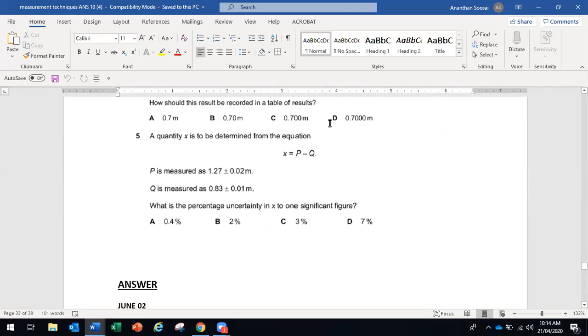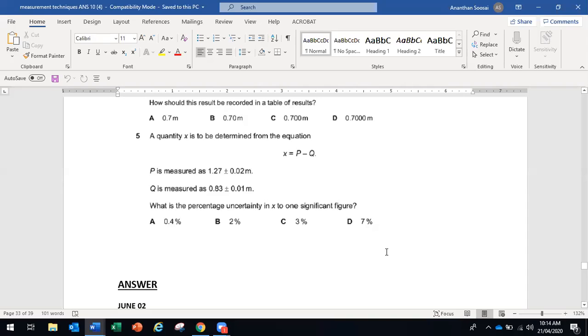Answer it again, everyone. Quantity x to be determined from the equation. X is p minus q. P is value given, q is value given. What is the percentage answer for the x to one significant figure? They want changes of x over x times 100%, right? The percentage answer in the x to one significant figure.